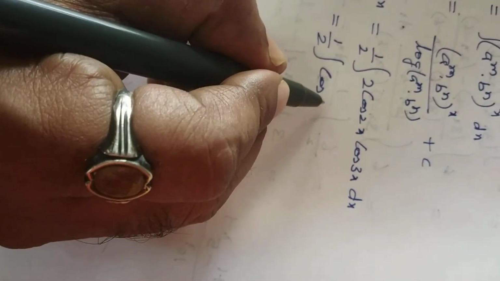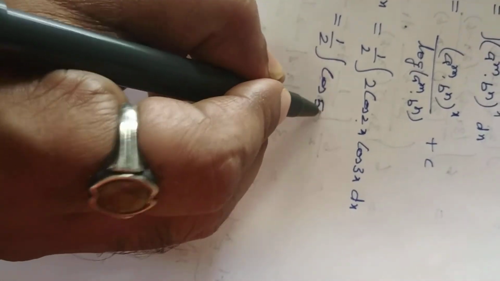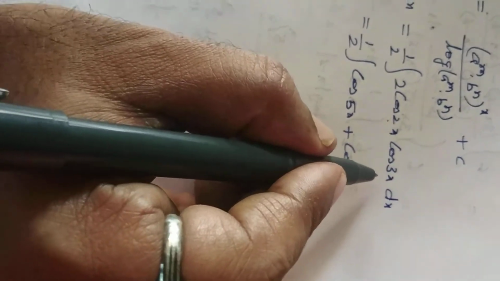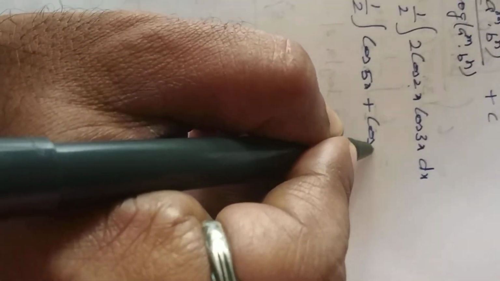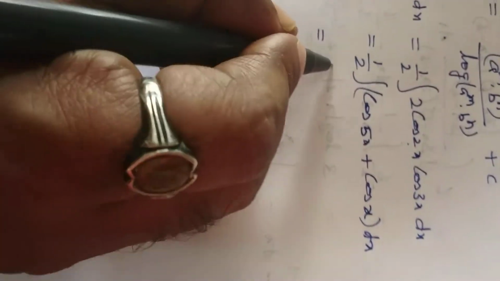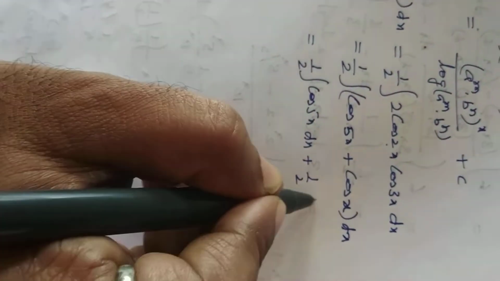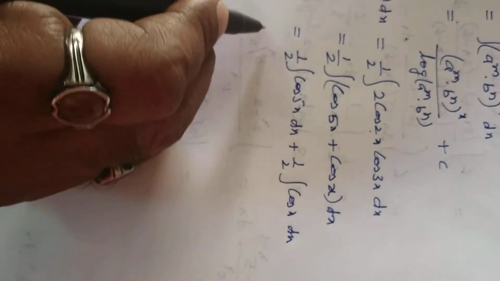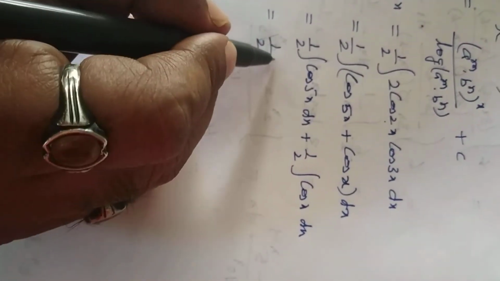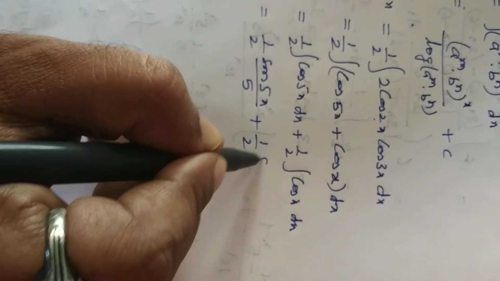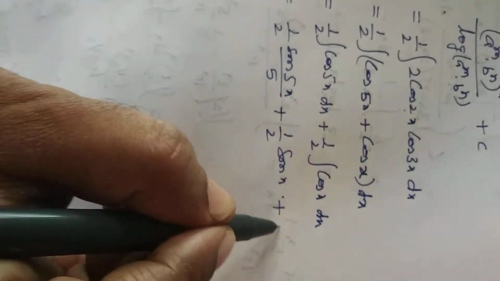So cos A plus B is 2x plus 3x, which is 5x. Plus cos A minus B, 2x minus 3x, that is minus x. But cos of minus x is cos x only. Why? Because cos minus theta is equal to cos theta only. All dx. So this is equal to half of integration of cos 5x dx plus half of integration of cos x dx. That is half of sin 5x by 5 plus the integration of cos x, which is sin x, plus c.